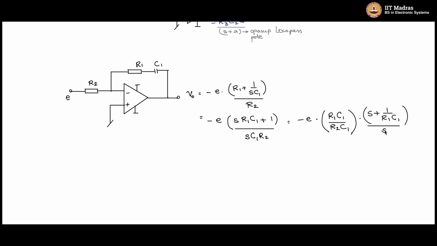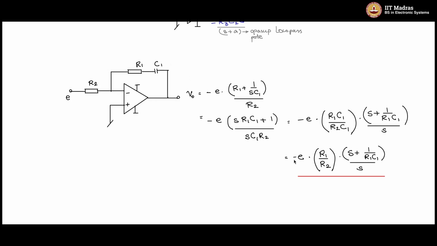See that integrator action there. I can further simplify this as minus E into R1 by R2, which is like the Kp gain, and S plus 1 by R1C1 is a zero, and you have the integral action, a pole at S equal to 0. You have one zero at S equal to minus 1 by R1C1. So this formulation is in the form of a PI controller. So this is a single op-amp PI controller.